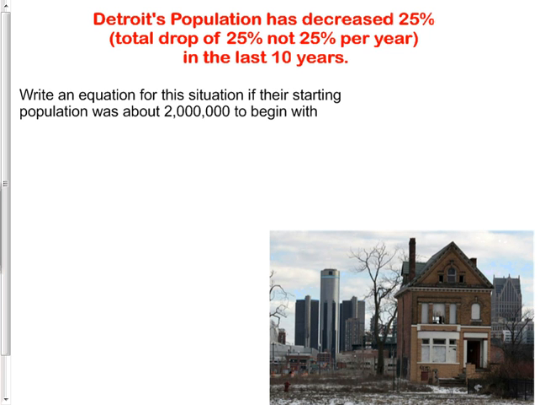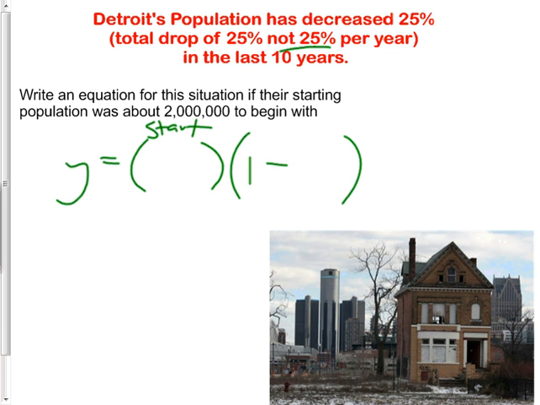That's a different thing. Okay, so anyway, write an equation for this situation if their starting population was 2 million to begin with. Do you get that our starting number always goes here? Then the new thing I have for you that you need to understand is this is always 1 plus or 1 minus. And what are we talking about? Growth or decay? Decay, so we go minus. And it says 25%, so I go minus 25%. And x is how many years? Well, in this case, I have an x here, right? And how many years is it? 10.